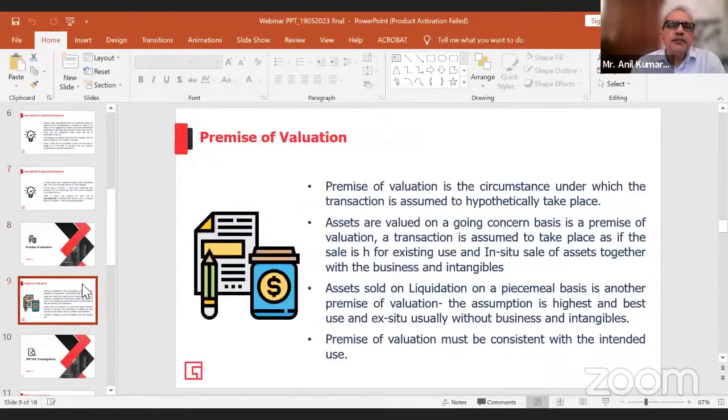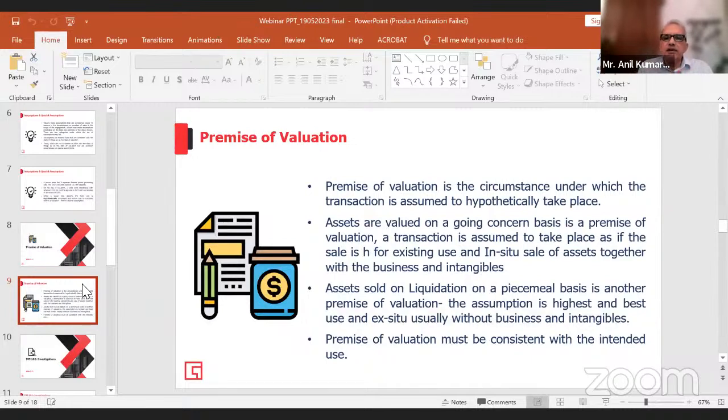I'll touch upon another piece of technical jargon that is used in valuation, which you will probably see in the reports as well: the premise of valuation. The premise of valuation is the circumstance under which the hypothetical transaction is taking place. If I assume that the company is a going concern, I am basically assuming a circumstance under which the transaction is assumed to take place.